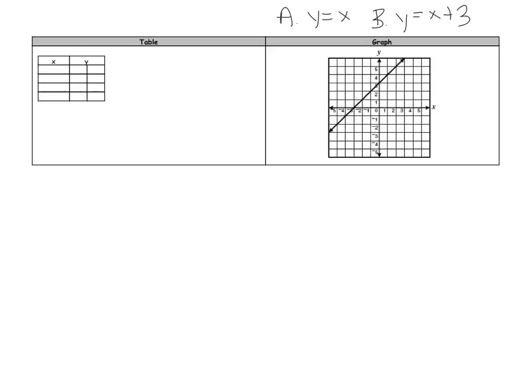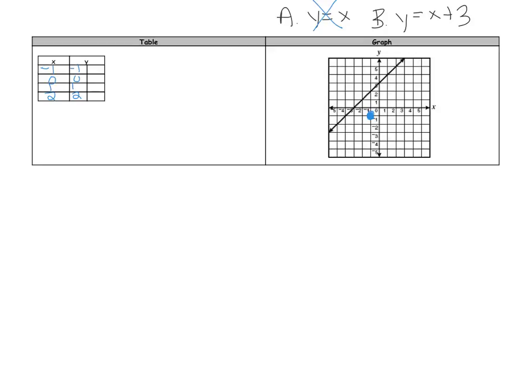So if that rule is, I'll go ahead and select my domain, -1, 0, 1, 2. And if it's y equals x, that means that every x number is the same as every y number. And so I'm going to come over and plot the points and see if I fall on the line. So I'm going to go over to -1, down 1. And as you can see, I'm not on the line, so therefore I know it can't be y equals x.